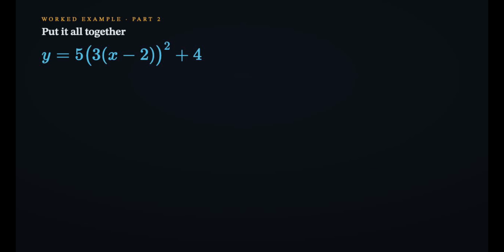Now the vertical stuff. Everything outside the square handles the vertical changes. a = 5 and k = 4. So we do a VD factor 5 and then a VT up of 4.